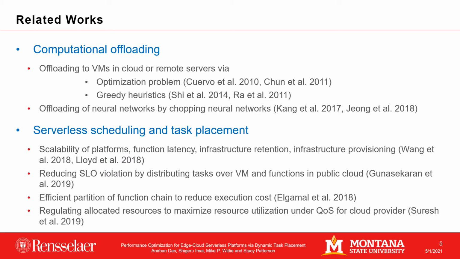Now, in this context, let me give a brief overview on the related works that have been done so far. So, computational offloading has been studied with respect to VMs using either optimization problems or different kinds of greedy heuristics. Quite recently, we have also seen offloading of neural network computation, mostly by chopping it up into several parts and by running some of these parts in the edge and some of these parts in the cloud. With respect to serverless computing, scalability of platforms, some kind of benchmarks on function latencies, infrastructure retention, infrastructure provisioning, and how they behave have been studied.